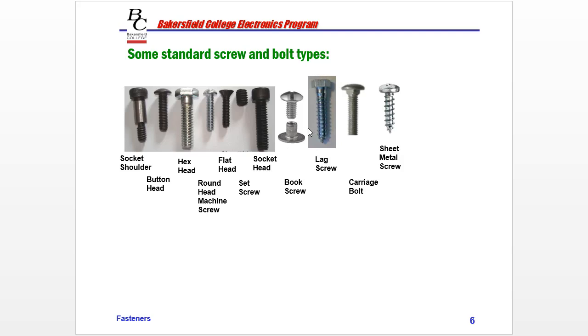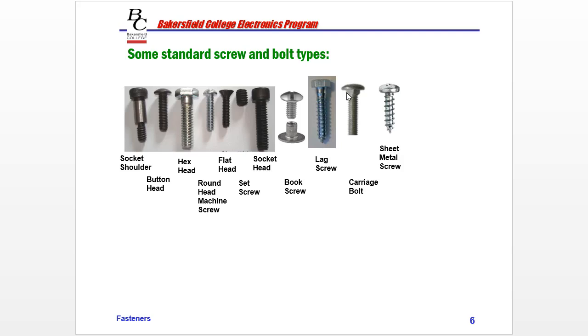Now, lag screw makes sense because a nut cannot go on this. But a book screw, well, certainly this is the nut. It's just not in the normal shape of a nut. Here's our carriage bolt. So here is the square form underneath. And there's nothing on the top. That's just a solid piece of metal. There's no groove or any space for a fastener to insert in the top of a carriage bolt.